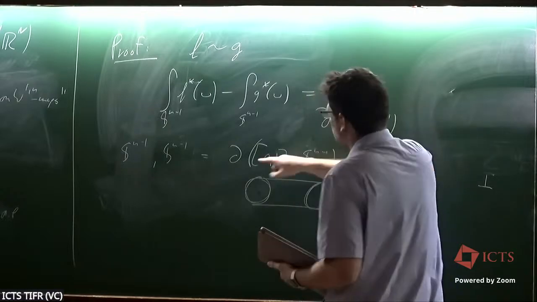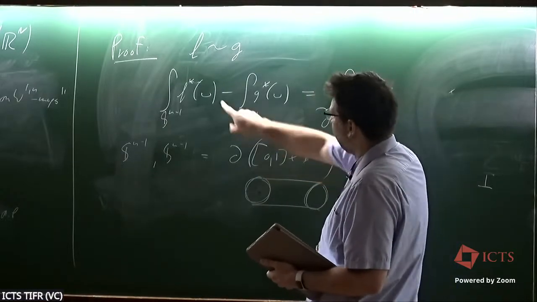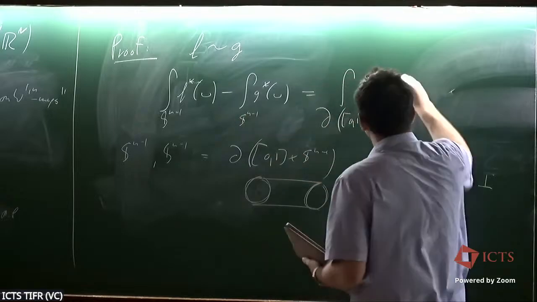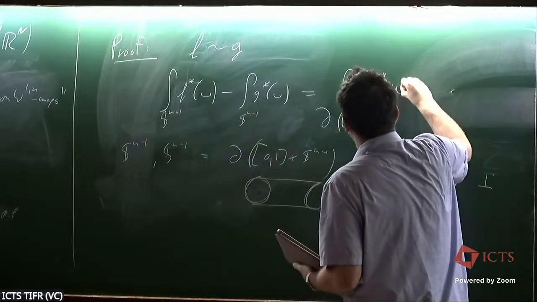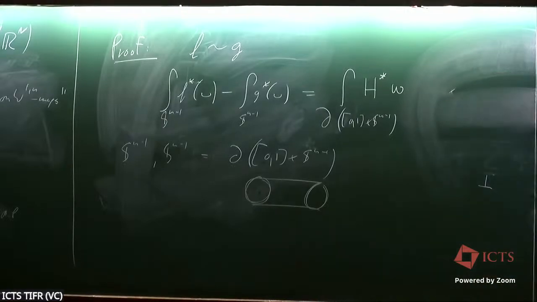H is the homotopy, right? Which at 0 is F and at 1 is G. So this is the pullback H of omega. Okay, now I have one integral and I just use Stokes.